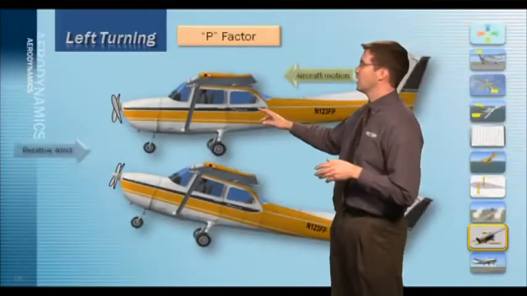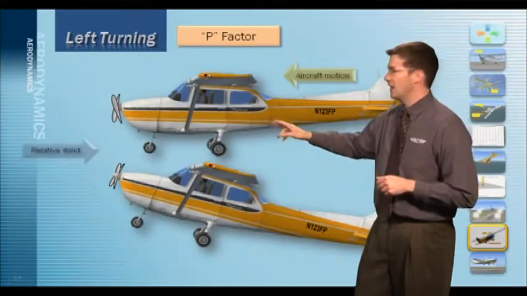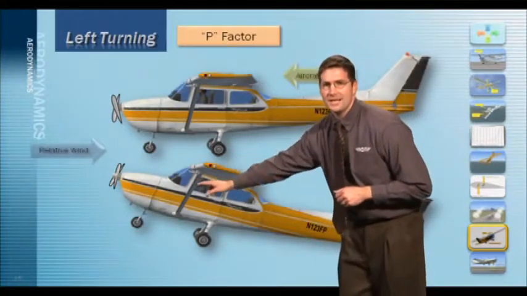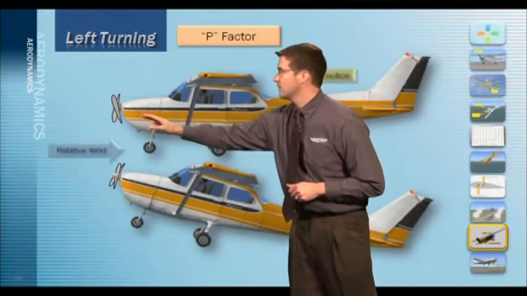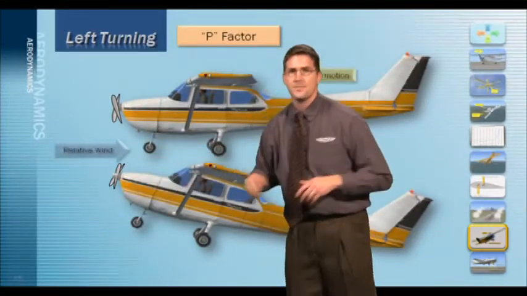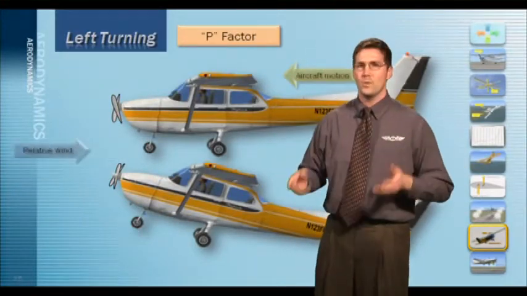Here's an example of an aircraft in straight and level flight. You can see that right here. And also note this aircraft down here in a climbing attitude. Now take a look at the exaggerated propeller that we see in both of these examples. Remember, the propeller is nothing more than a moving or spinning wing.